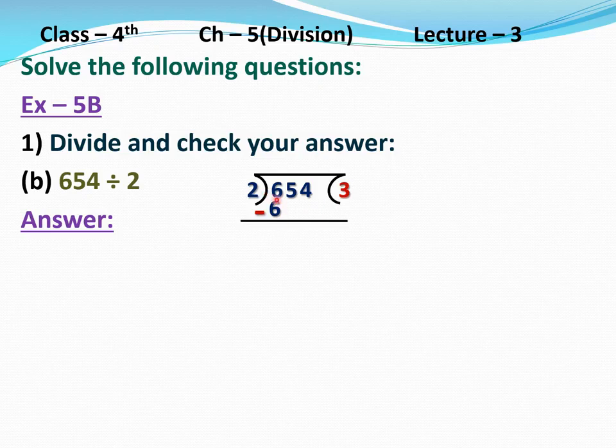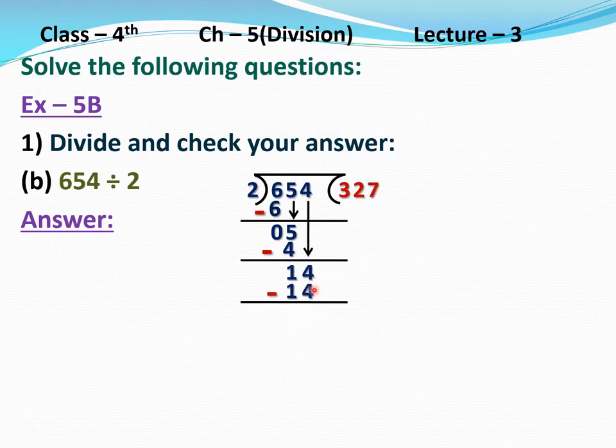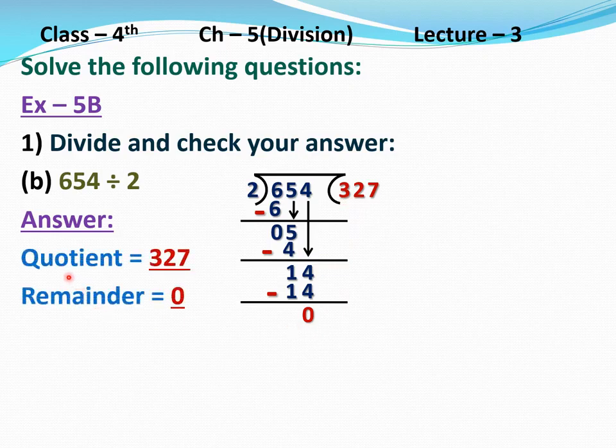Now we will do subtraction. 6 minus 6, 0. Write 0 here and now take the next number, that is 5. 2 multiply 2 equal to 4. Clear? Now we will do subtraction. 5 minus 4, 1. Write 1 here and now take the next number, that is 4. The number is 14. 2 multiply 7 equal to 14. Now we will do subtraction. 4 minus 4, 0, 1 minus 1, 0. Hence quotient equal to 327 and remainder equal to 0. Write down quotient equal to 327 and remainder equal to 0.